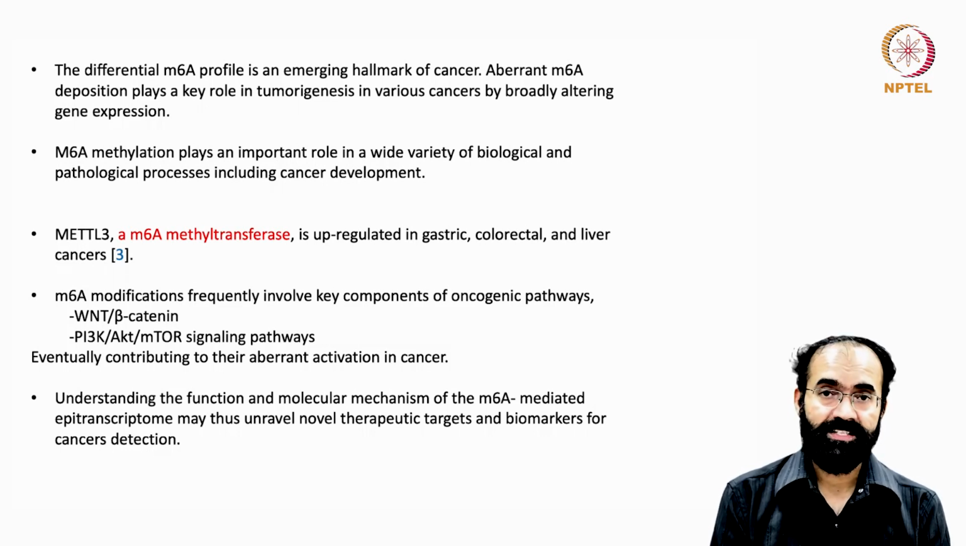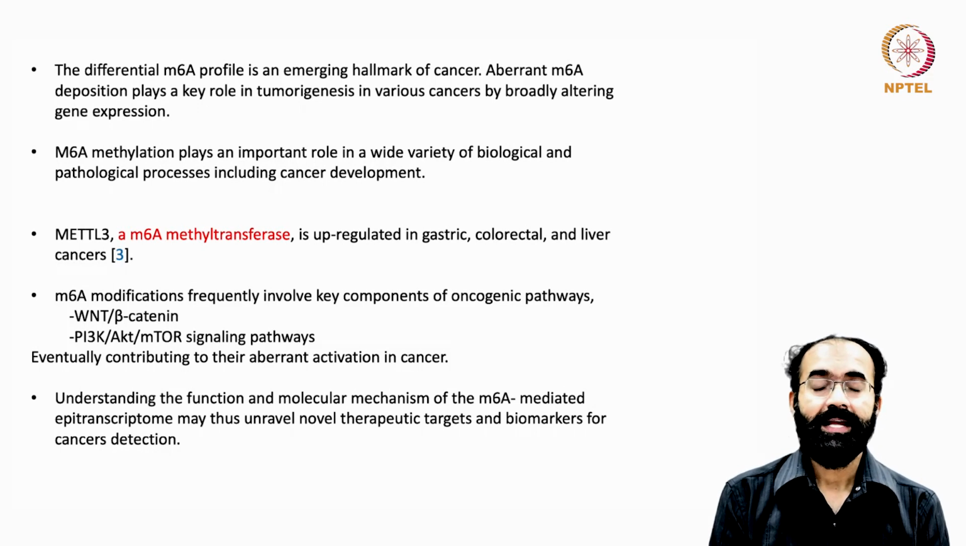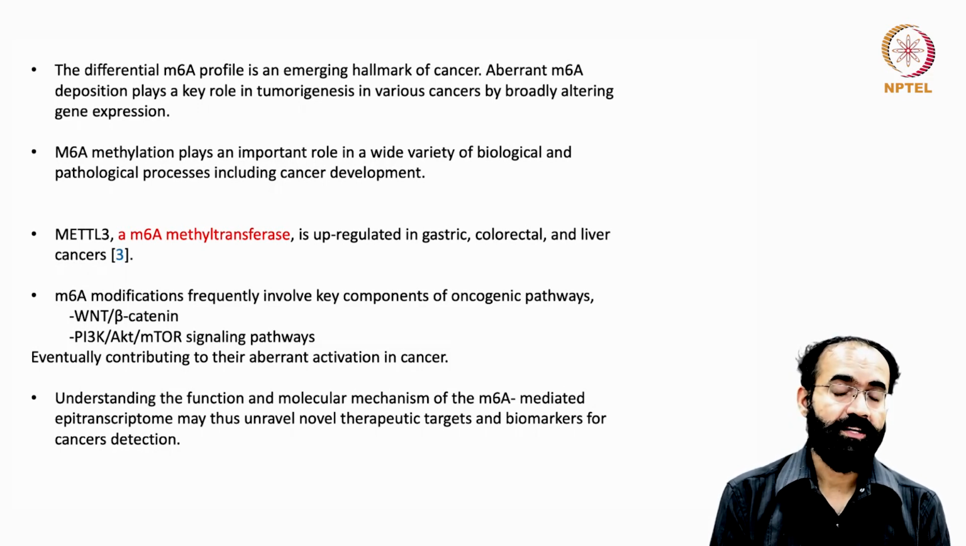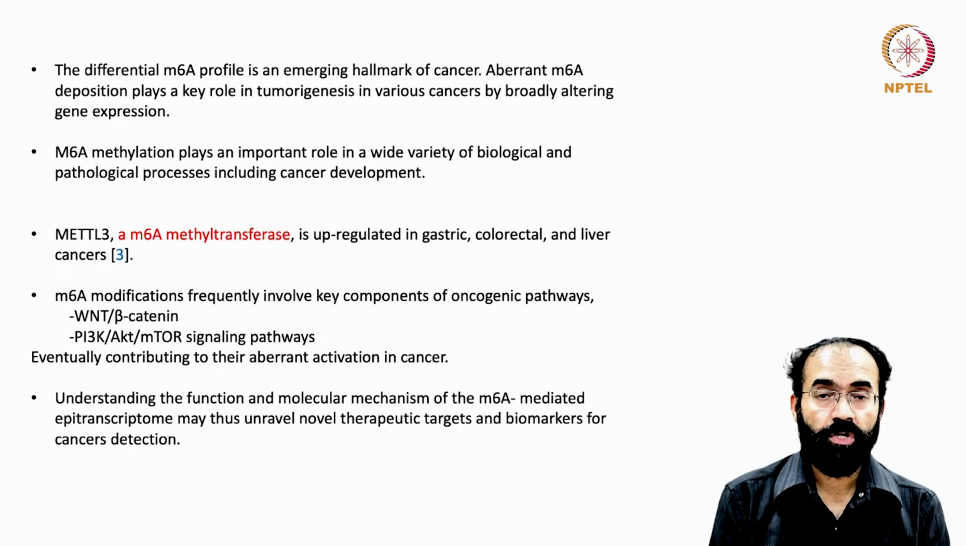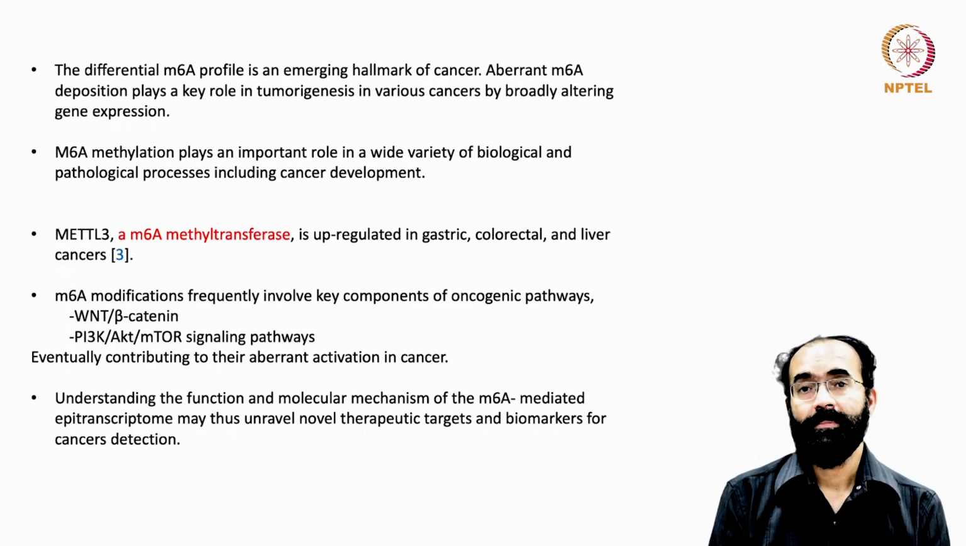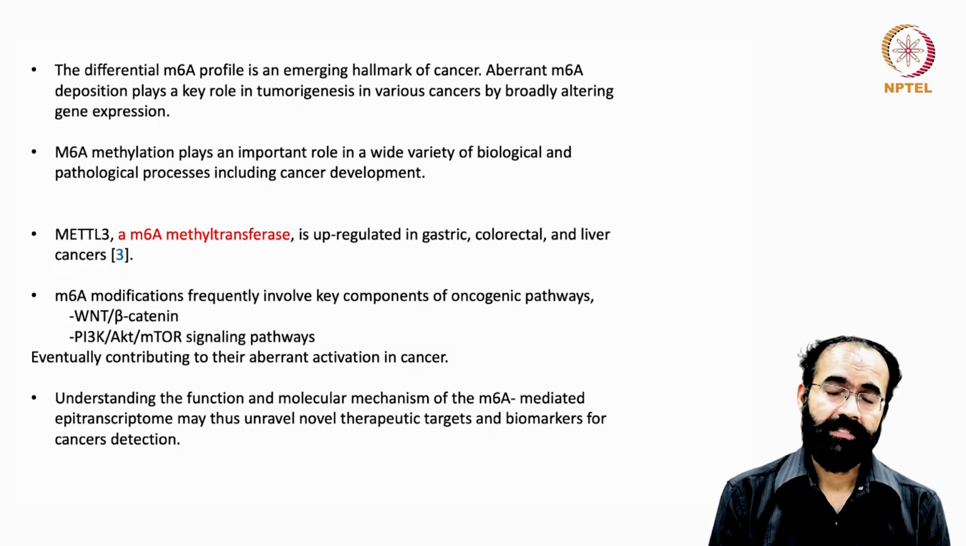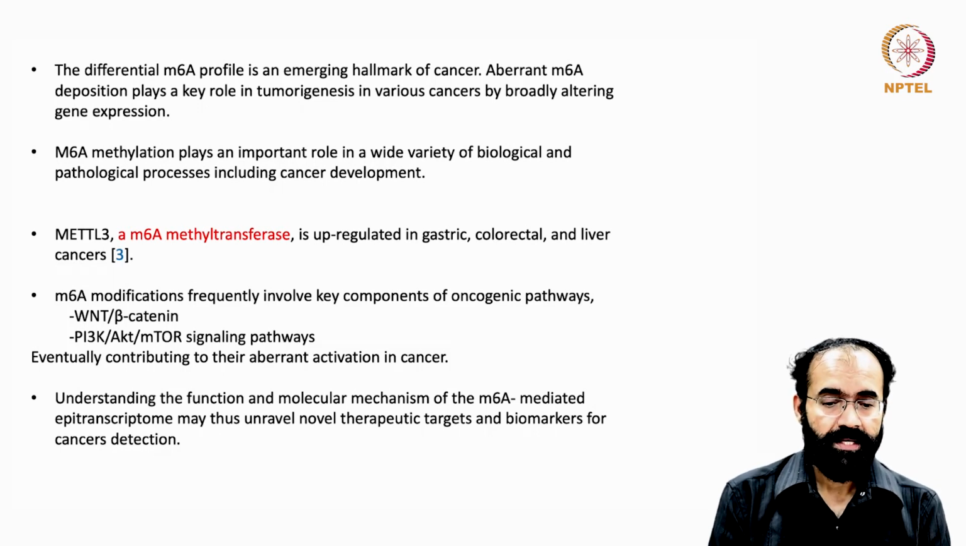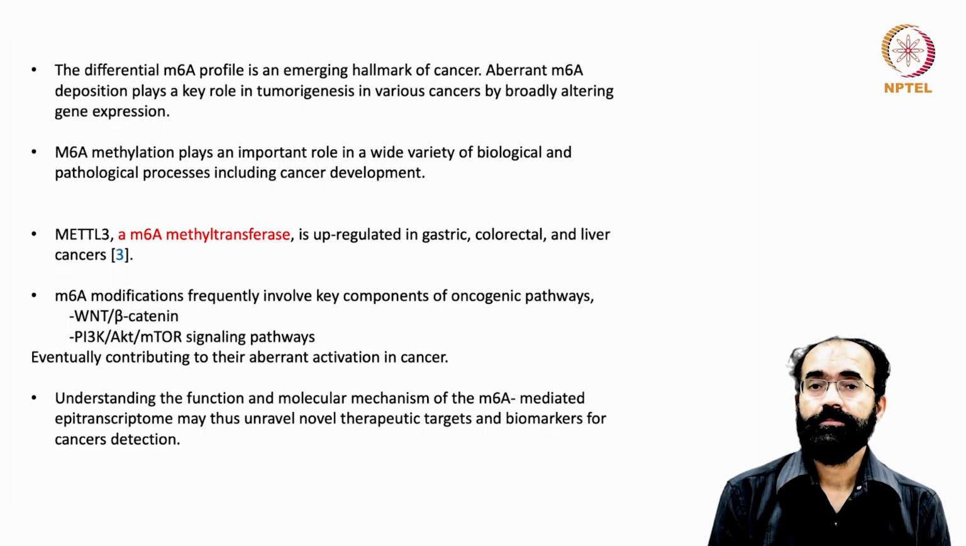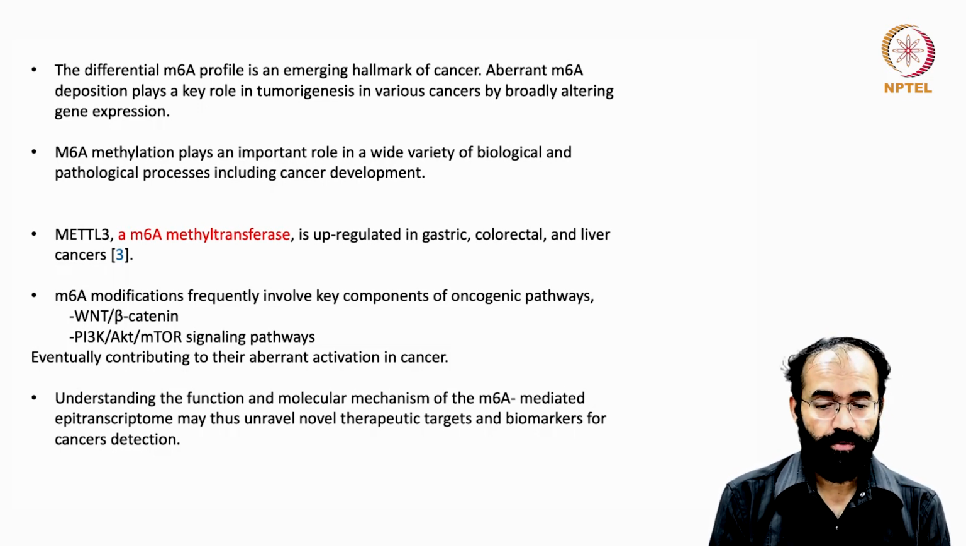Basically, the system has to sense whether a given tissue should proliferate or should not proliferate. Both these things are decided by the Wnt beta-catenin pathway and the PI3K-AKT pathway. Both are upregulated drastically when M6A is superactivated or the M6A methyltransferase is upregulated. When both these pathways are superactive, that eventually contributes to their aberrant activation leading to cancer.